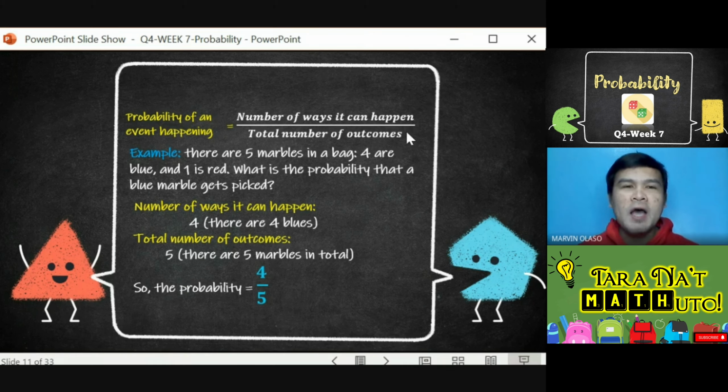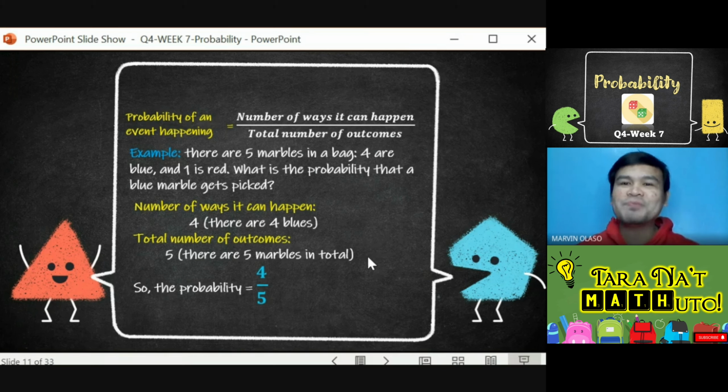Okay, so let's use the formula. Number of ways it can happen. Ilan ba yung blue na nakalagay? We have 4. So, that's the possible ways. Ilan ba lahat ang marbles na nasa loob ng bag? That's the total number of outcomes. So, we have 5. So, the probability that a blue marble gets picked, of course, is 4 out of 5. So, that means it's 4/5.